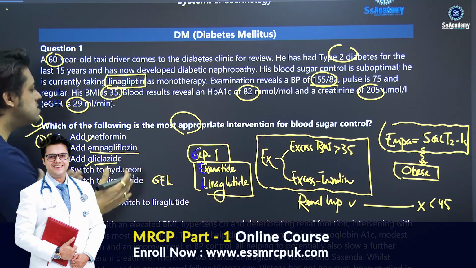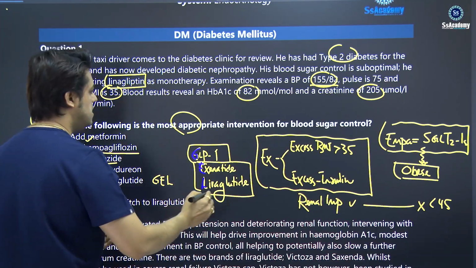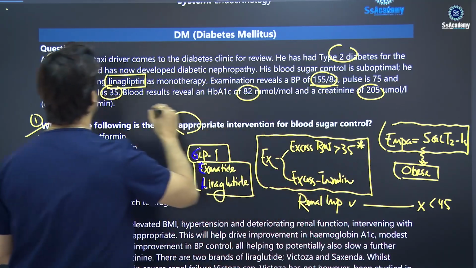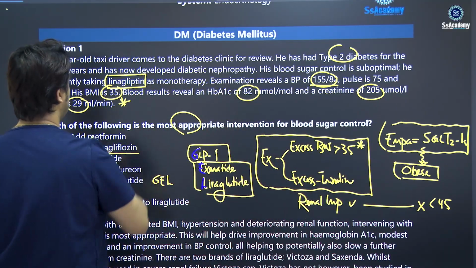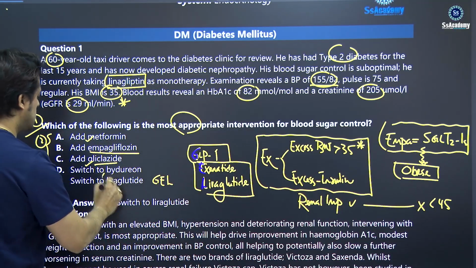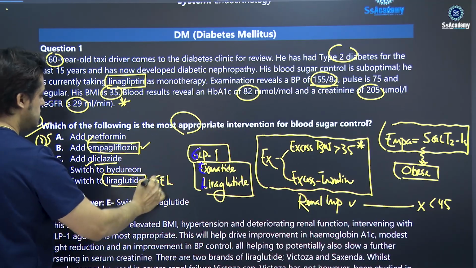So the discussion, the SS box is the knowledge that you know, my dear. This 35 means that whenever the BMI is more than 35, so yes, you can use the two important drugs like the liraglutide or maybe the empagliflozin.